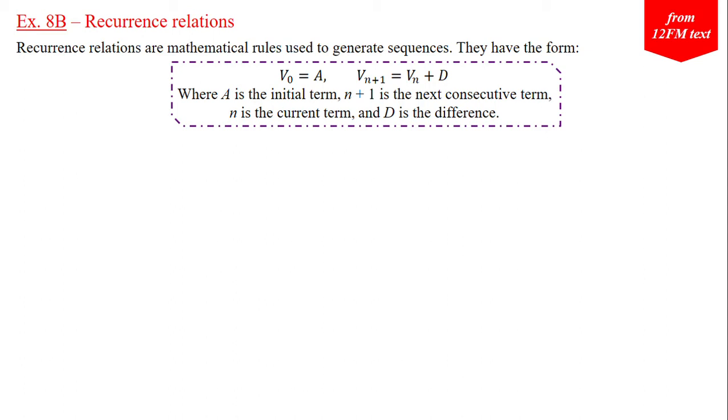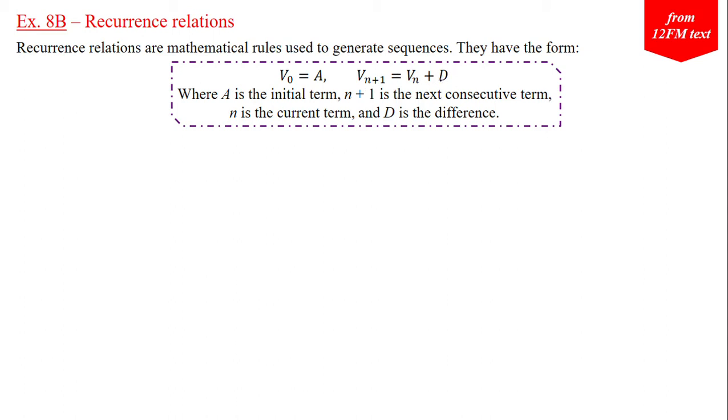Every sequence has the form V0 equals A, where A is just the initial term, V0 meaning initial value. V stands for value. Vn plus 1 equals Vn plus D. This is the next value, n plus 1. Vn is our current term. N plus 1 means we're adding 1 to that term, so we're moving to the next term. D is just the difference.